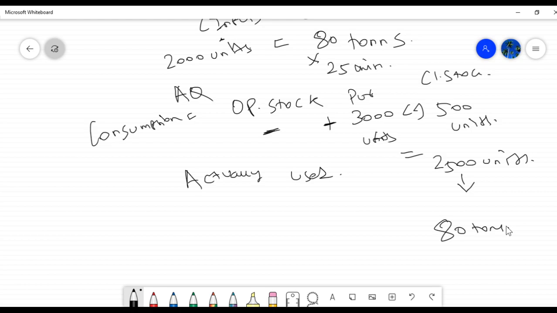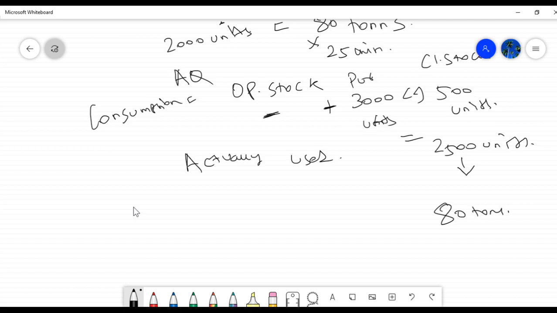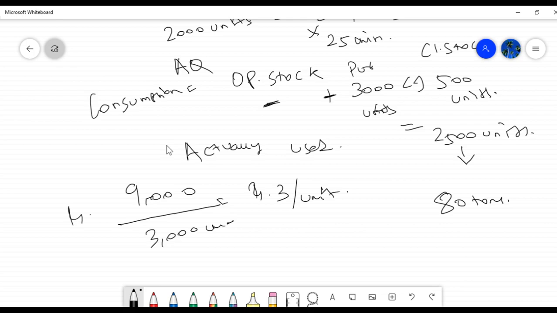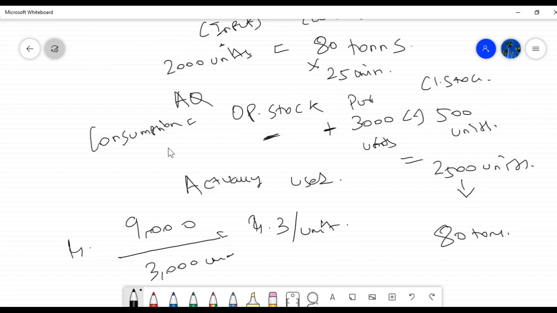What is the rate per unit? How to identify that? What is the value of purchase? 9000 rupees. How much quantity purchased? 3000 units. Equal to rupees 3 per unit. This is the actual price of purchase. Now we will go to the problem. Consumption equals opening stock plus purchase minus closing stock. Opening stock nil, purchase is 3000 units, and closing stock is 500 units of raw material. So they used 2500 units. Purchases were made for 9000 rupees for 3000 units, so 9000 divided by 3000 equals 3 per unit, the actual purchase rate. So we got the actual purchase rate and the actual usage of material.